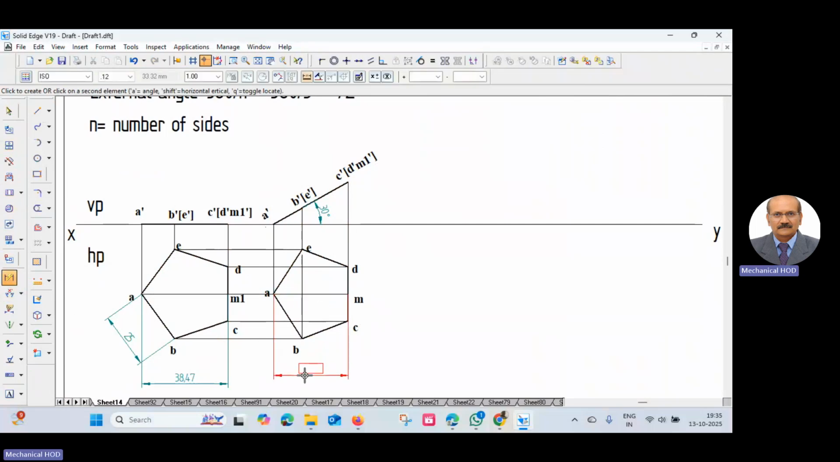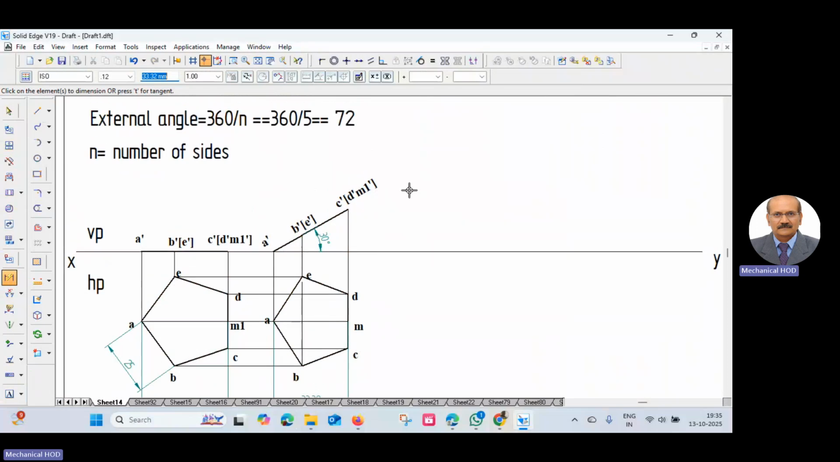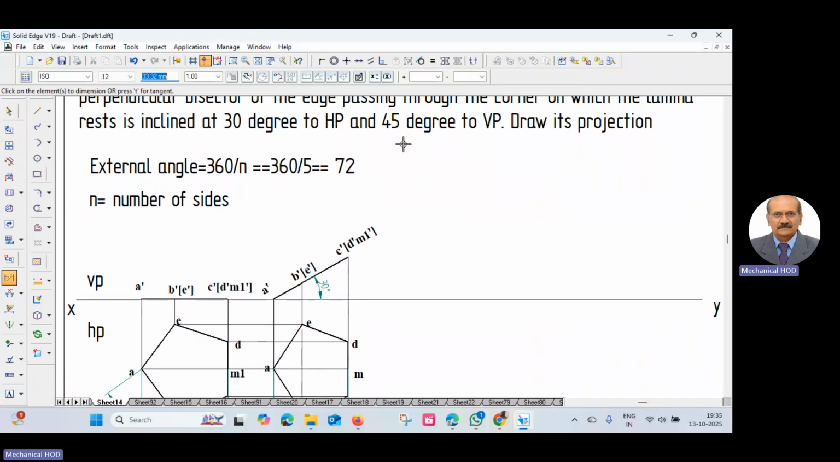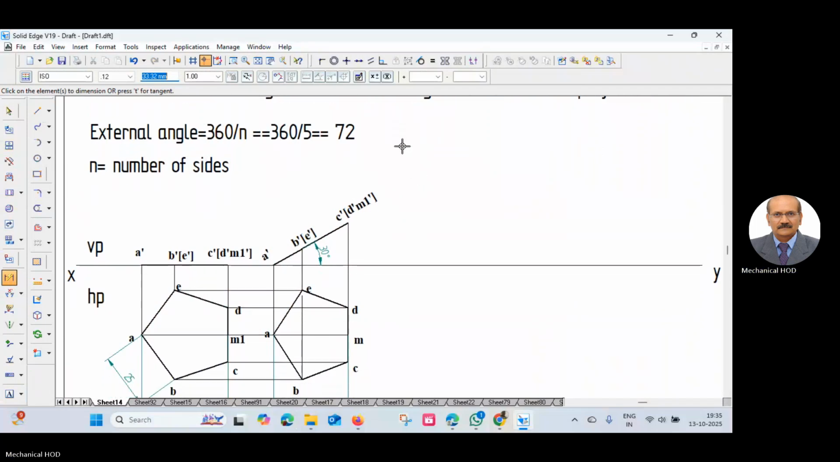Let us measure the apparent median length, 33.32. 38.47 is the original length of the median, the perpendicular bisector. It is reduced to 33.32 after inclination to 30 degree. This is the apparent length of the perpendicular bisector. Now, inclination to VP is 45 degree and the perpendicular bisector is making an angle. That's what has been given.